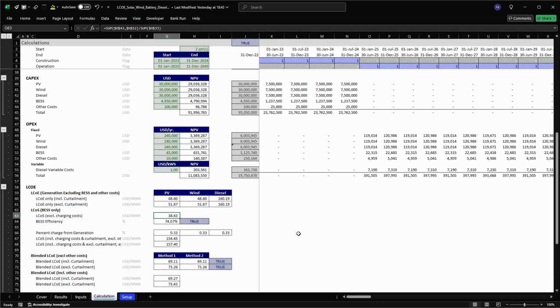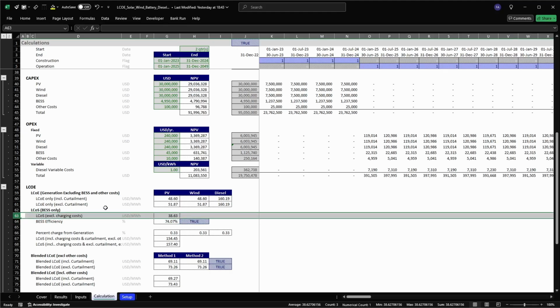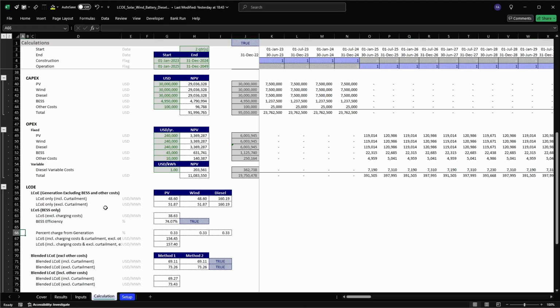What I have to calculate next is the battery efficiency. That's important because that's going to tell us how much the cost to charge the battery is going to be, right? So we know already how much the LCOS is without the charging costs. So what we have to come up with now is the charging costs. So how does it work?